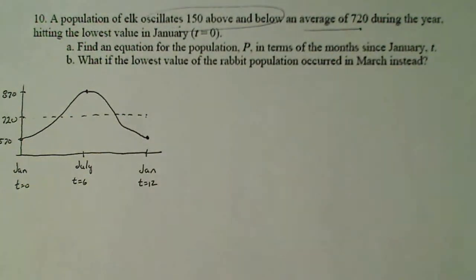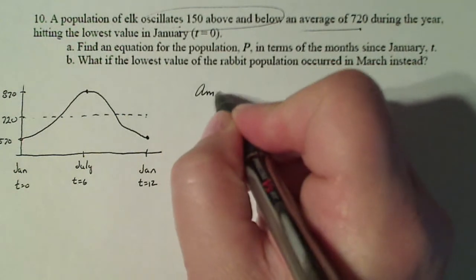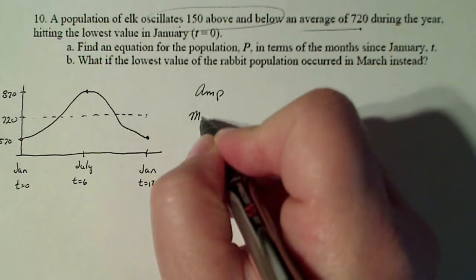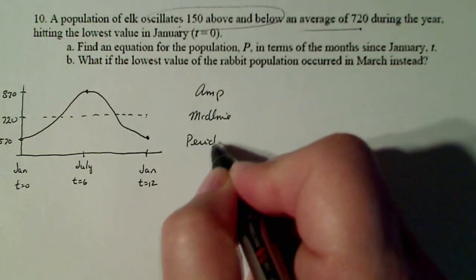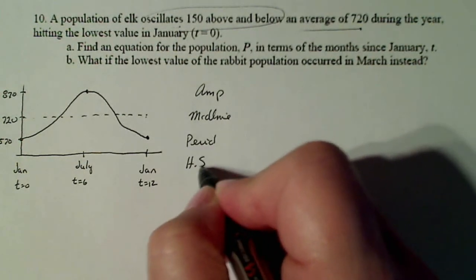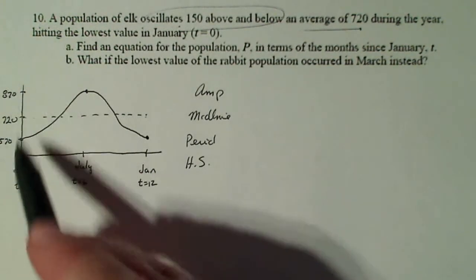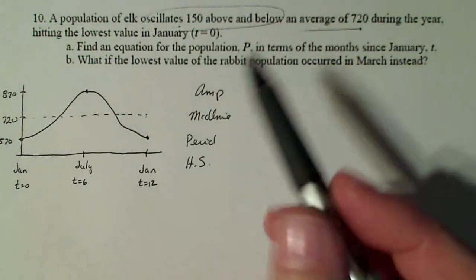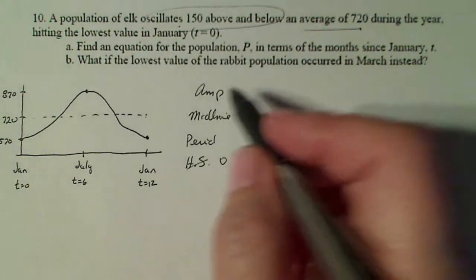All right, so again, when I do these models, I need an amplitude, I need a midline, I need a period, and I need a horizontal shift. Now here, because I'm starting at a low point on the axes, this is going to be a regular cosine graph, so there isn't going to be a horizontal shift in this part.